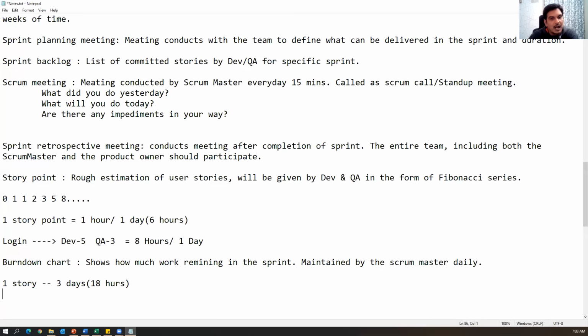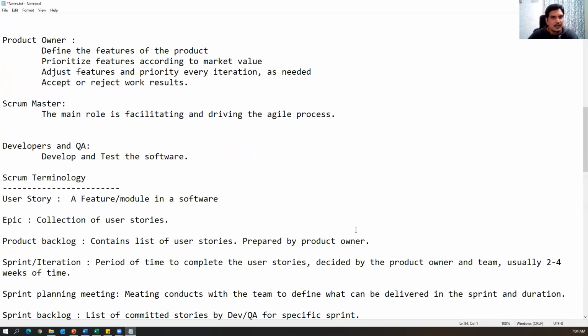And how will the Scrum Master know how much work is completed in the sprint and how much work is still pending? He will prepare a chart called a burn down chart, and by seeing that chart, the Scrum Master will know exactly how much work is remaining in the sprint. So that is called a burn down chart. This is a kind of graph prepared by the Scrum Master. Okay, so these are the very, very important terminologies which we need to understand in Scrum.